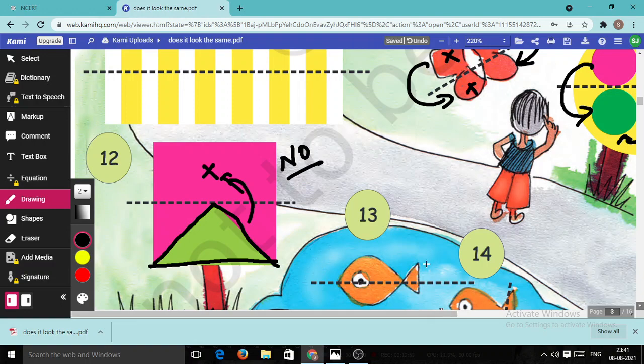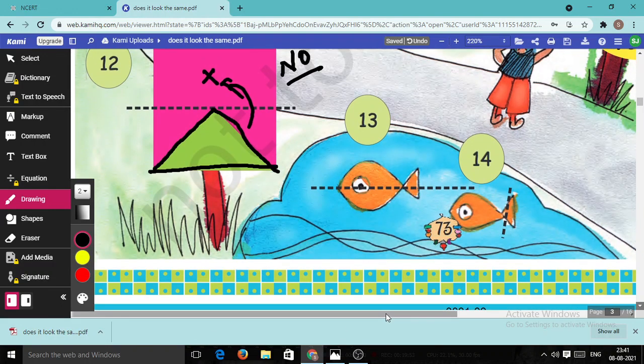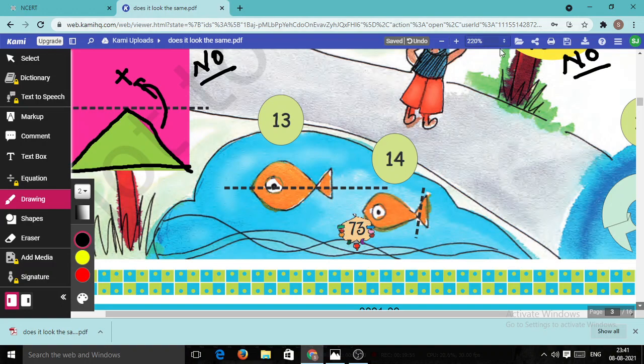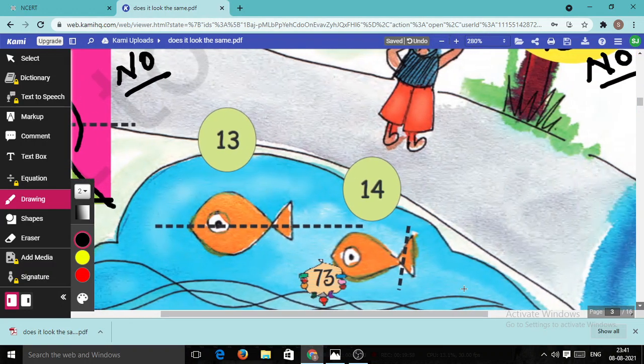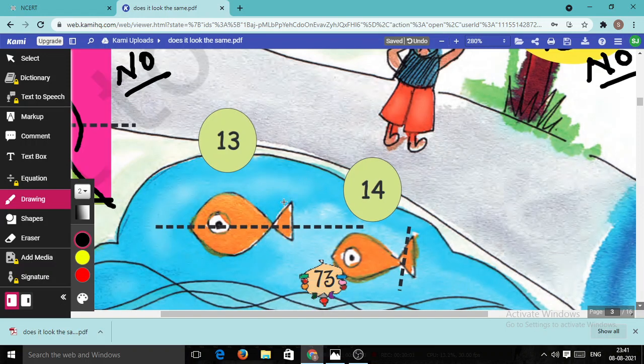Again, see it carefully. The wings of the fish, you will find that of these two wings, here the part is larger and here the part is smaller. So this will not match with each other. So right here, no, this is not a mirror half. Again, this is also not a mirror half. So right here, no.